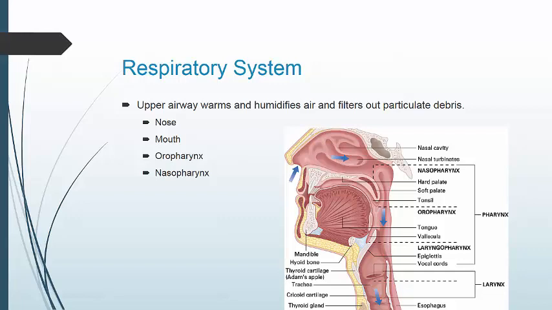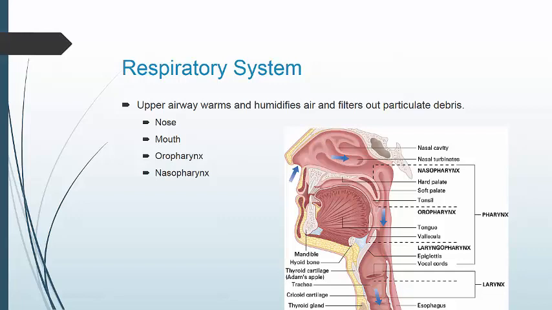Now, quick respiratory system anatomy review. We know it's divided up into upper and lower airways. First, we're going to talk about that upper airway. So we know that the upper airway is responsible for warming, humidifying air, filtering out any debris, things like that.